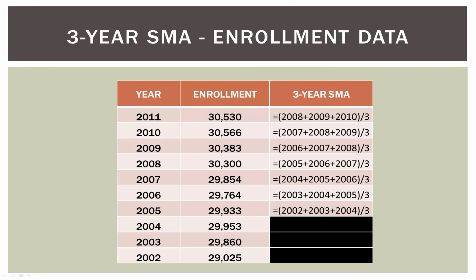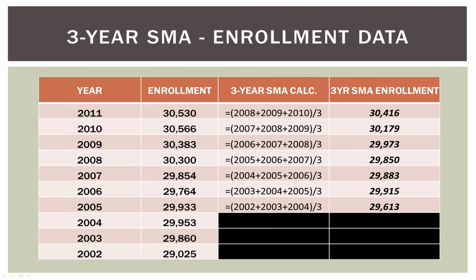Now if we go up 1 row, to find the 3-year simple moving average for 2006, we're going to add together the enrollments for 2003, 2004, and 2005, and divide that by 3. Now you can begin to see why this is called a simple moving average. As we go up our table, we are dropping the first year and then adding a year at the end. So once we go from 2005 to 2006, we are dropping 2002 from our calculations and we're adding in 2005. We go up. We're dropping 2003 from our calculations and then adding in 2006, and so on and so forth. And that's why it's called a moving average.